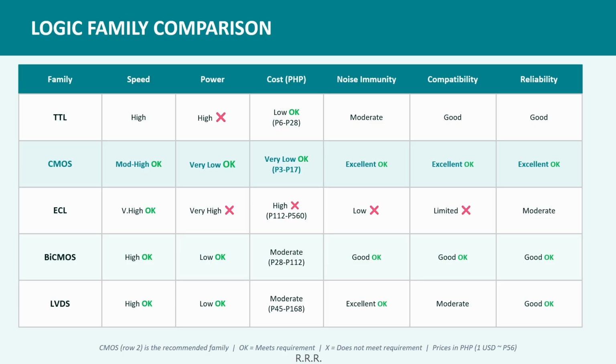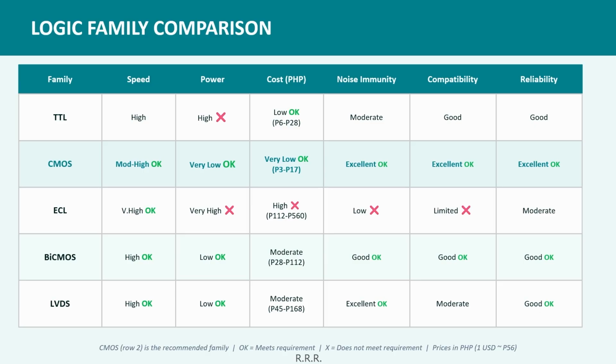BiCMOS offers a nice balance of speed and low power at a moderate cost of 28 to 112 pesos. It would be a strong secondary option. However, it costs more than CMOS without providing benefits our application actually needs.